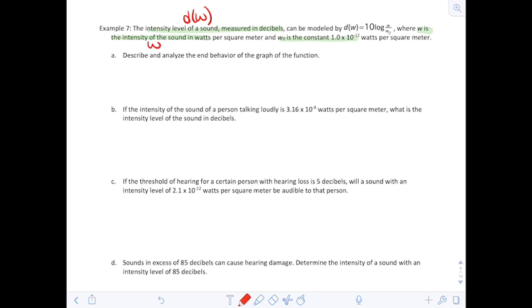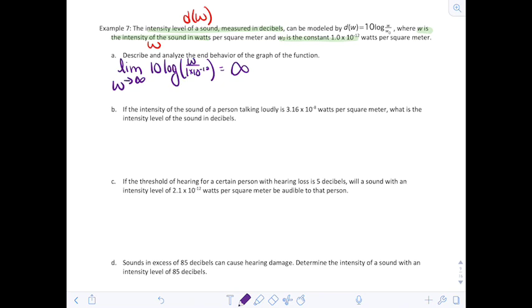So we're going to look at the limit as w approaches infinity of 10 times the log of w over w sub 0. And actually, let me replace w sub 0 with what we know, 1 times 10 to the negative 12. So the only variable that we have in there is w. And as it gets really, really big, but the denominator stays the same, then that whole value is going to get big, and we're going to multiply it by 10. That is going to go to infinity as well. It's just going to grow and grow and grow.